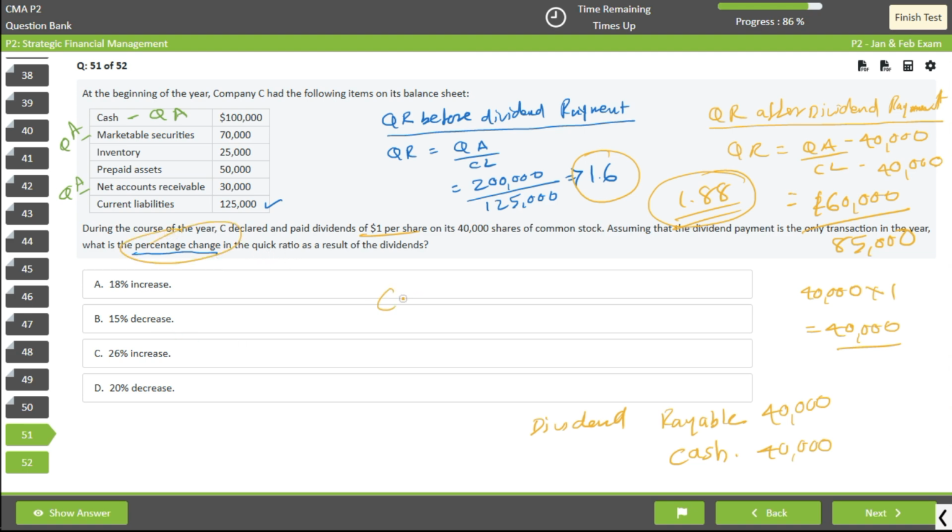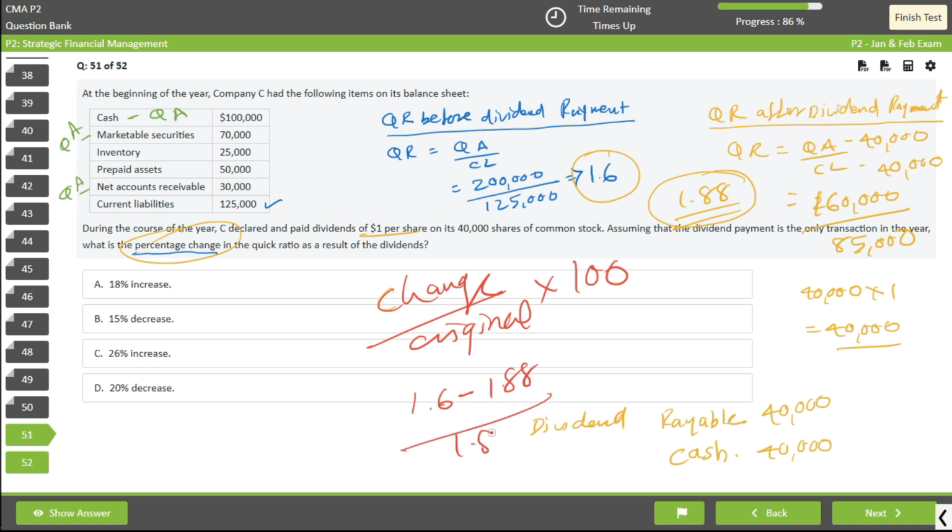So percentage change, we know that it's change by original into 100. So what is the change? The change is 1.6 minus 1.88 by 1.88 multiplied by 100. By solving this equation, you are going to get a 20% decrease in the quick ratio.